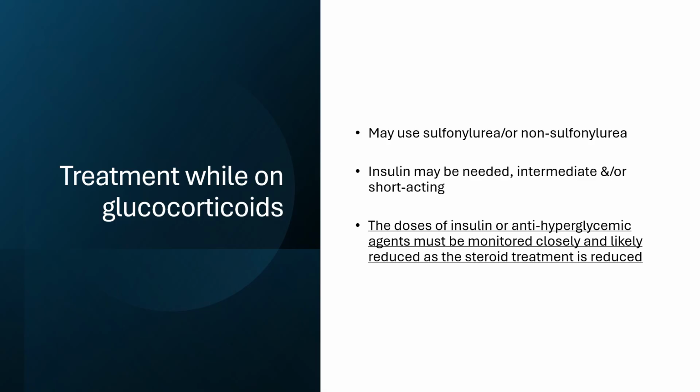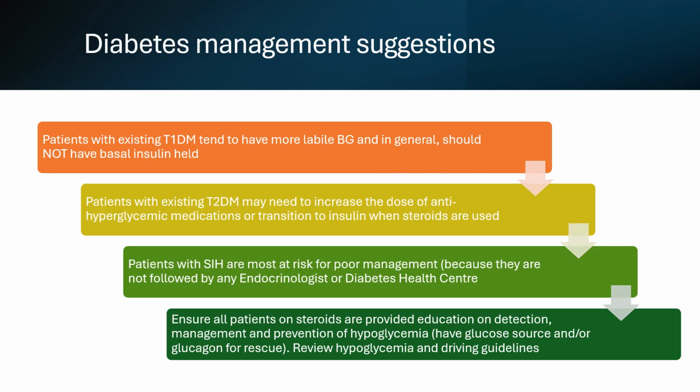And knowing that if the steroids are being reduced, they need to reduce their treatment that was combating the high glucose along with that reduction in steroid. So some of the suggestions: people with existing type 1 diabetes might have more labile glucose levels, and that is because their liver is not producing, storing, or releasing the glycogen appropriately, so it kind of is a mismatch. And they generally should not have their basal insulin held. We don't want to hold that really in any case, even pre-op. We try not to hold their basal insulin because they have no ability to produce their own.